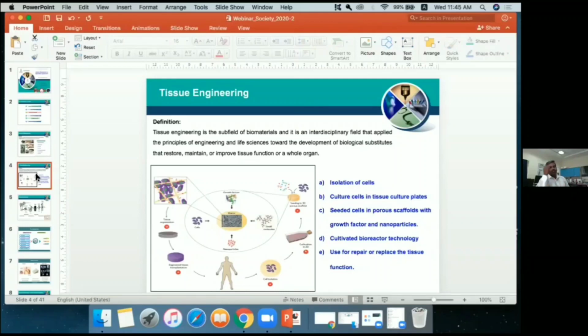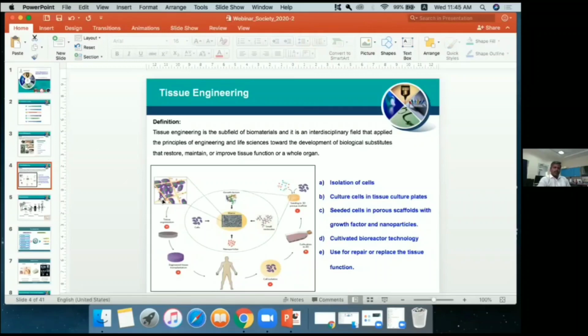This is the basic paradigm of tissue engineering. It is usually called a subfield of biomaterials: the development of biological tissue which can restore, maintain, improve, or mimic the natural function of tissue or of the whole body.